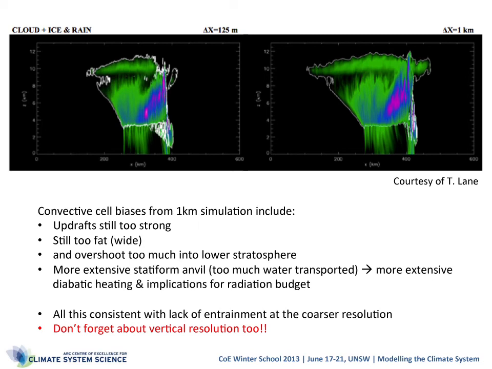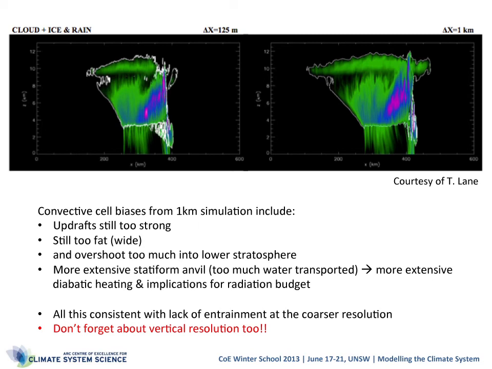The updrafts are still too strong and still too fat and too wide, and they overshoot a lot more into the lower stratosphere. The more extensive anvil shows you that's too much water being transported. So there's more extensive diabatic heating, and this has implications for the radiation budget. All this is consistent with lack of entrainment at the coarser resolution.